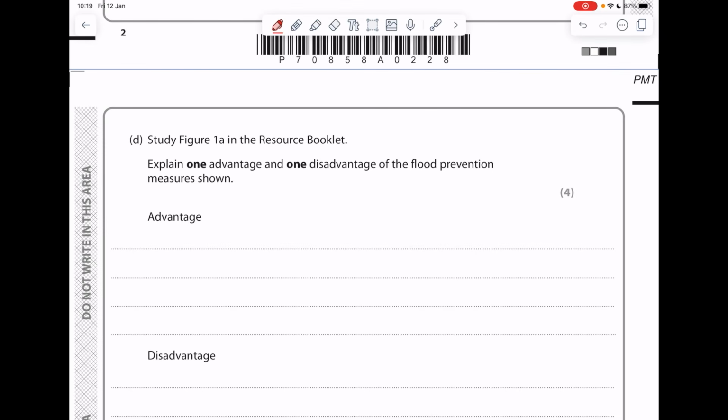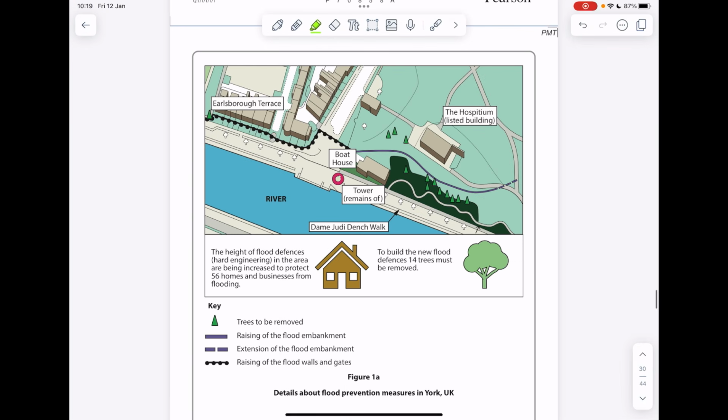Study figure 1A in the resource booklet. Explain one advantage and one disadvantage of the flood prevention measures shown. So we have details about flood prevention measures in York in the UK, so have a look at what we have here. Definitely use the key. We have flood walls and gates, and we have a flood embankment.